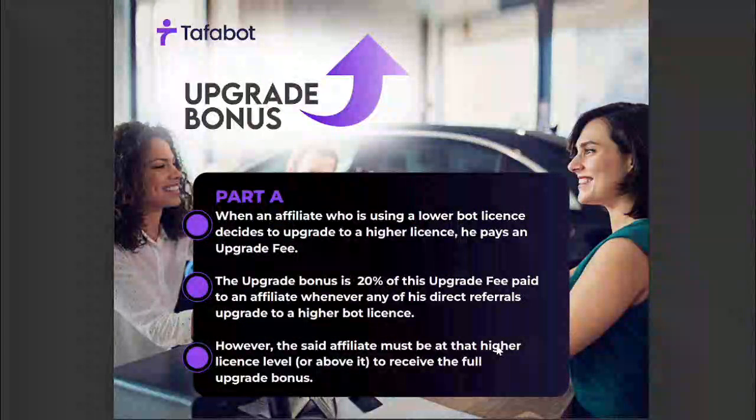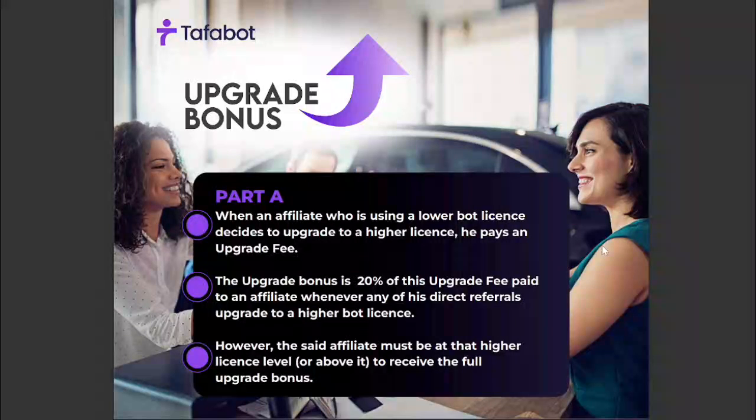Now we're looking at the upgrade bonus. This is another way that you can earn from the Tafa platform, the upgrade bonus. When an affiliate who is using a lower bot license decides to upgrade to a higher license, he pays an upgrade fee. The upgrade bonus is 20% of this upgrade fee paid to an affiliate whenever any of his direct referrals upgrade to a higher bot license.